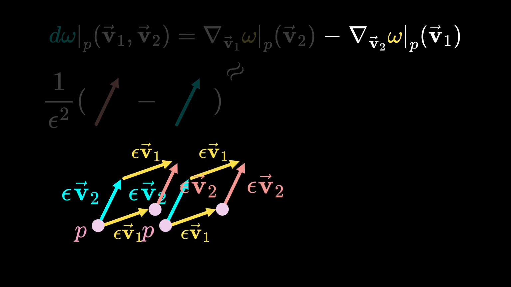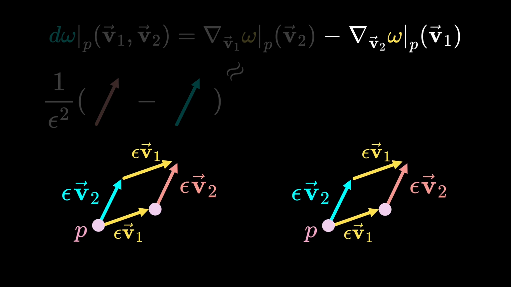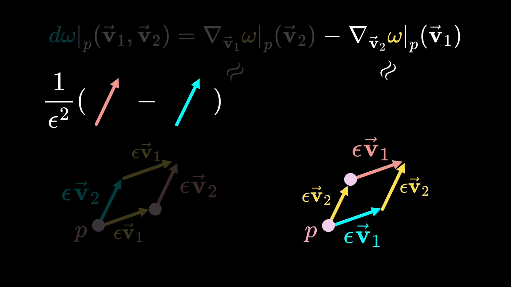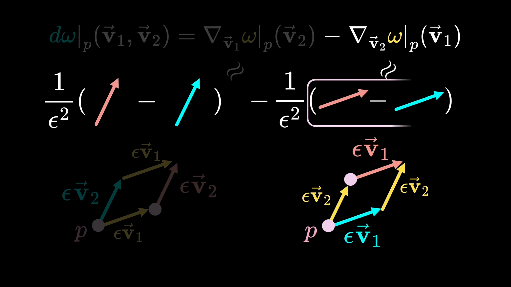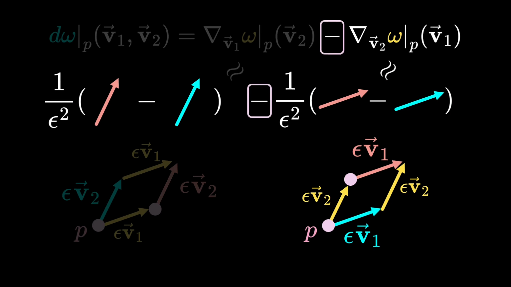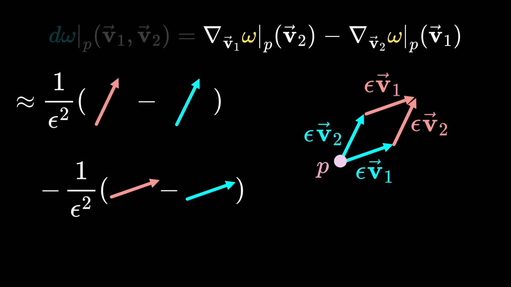We can recycle this diagram, just that we need to swap the roles of v1 and v2. Similar to the previous expression, this derivative can also be approximated by the difference divided by epsilon squared, just that these are the v1 vectors at different locations versus the previous v2 vectors. We also have the minus sign because we are subtracting off this term in d omega. What we need to do now is to combine the two contributions.